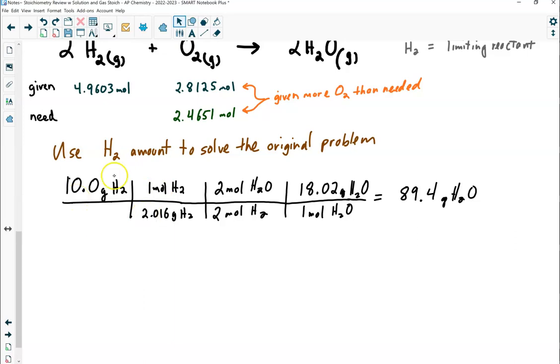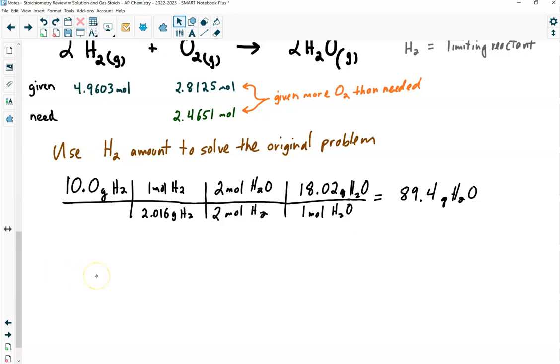So again, we start with the amount given. We're going to use here the mole ratio of water to hydrogen, though. It's a different mole ratio than above because we're not trying to calculate the amount of oxygen anymore. We're trying to calculate the amount of water. So we're going to use the mole ratio of water to hydrogen from the balanced equation. Again, multiply by the molar mass of water, and you get 89.4 grams of water would be made.